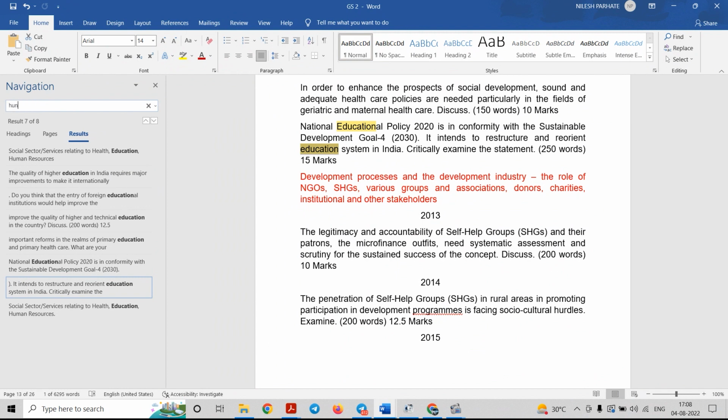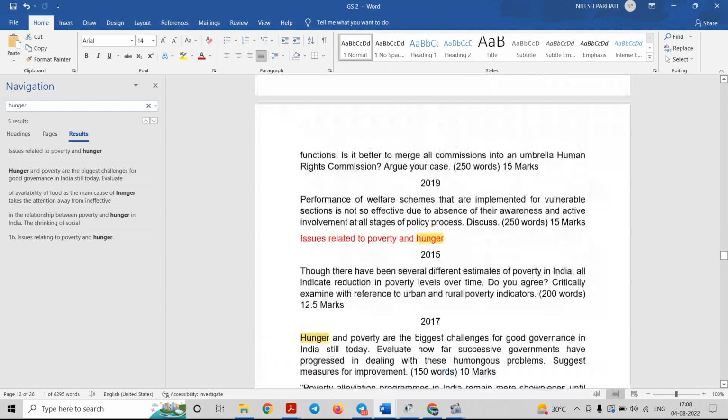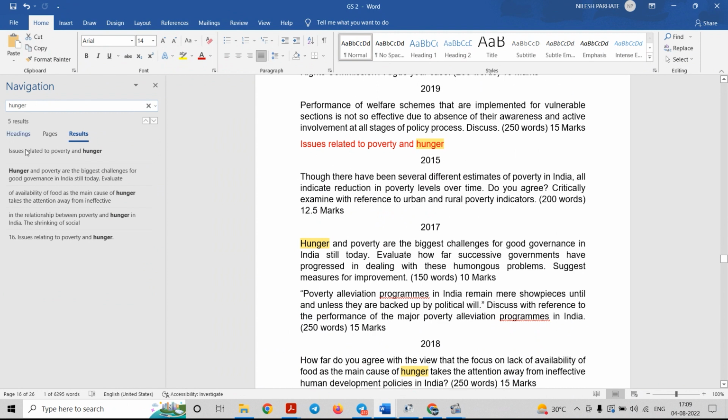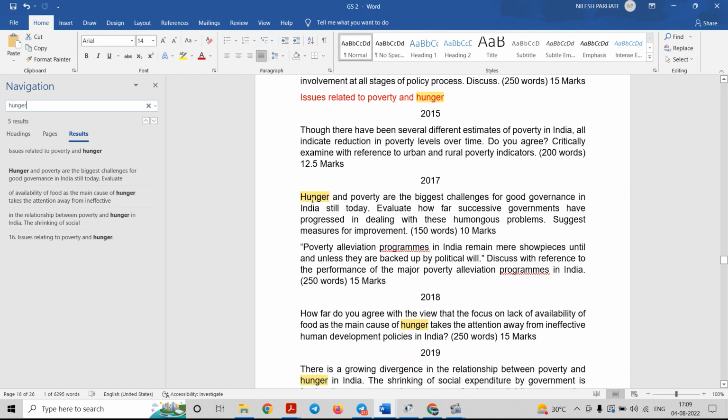Okay, now you can see issues related to poverty and hunger is a topic given in GS2 under the social justice part. See, hunger and poverty, you can see the PYQ in 2017. The question asked was: hunger and poverty are the biggest challenges for good governance in India and still today, right?